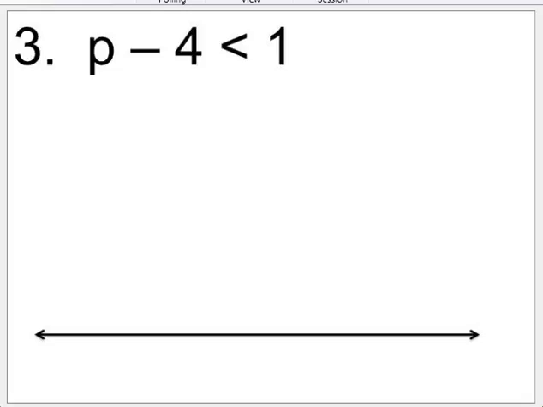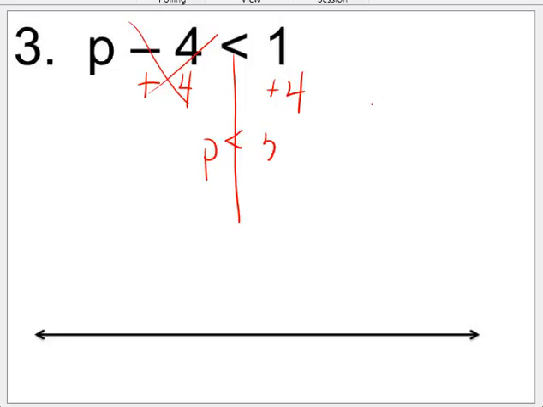Next problem, let's change colors again. Little rainbow flavors going on. We are going to add 4 to both sides. Add 4 to both sides. That's what creates 0 in this problem. I should have drawn my line down from the inequality so you can see the left and right hand side of my inequality. So I end up getting P, carry down my sign, and 1 plus 4 is 5.